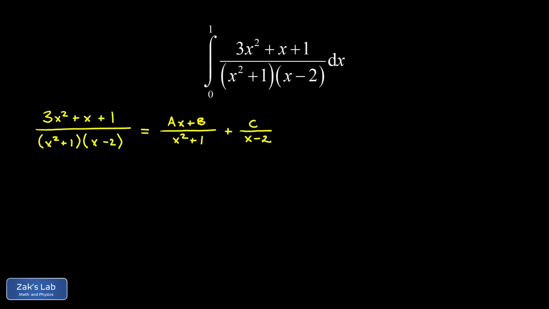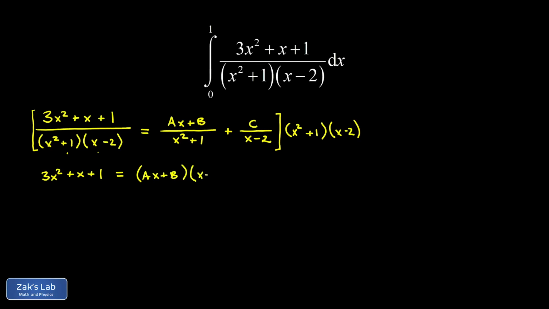The next step here is to multiply both sides by the least common denominator, which is just the product of these original factors in the denominator. And when we distribute these factors to the left-hand side, just the numerator is left. So we have 3x squared plus x plus 1 on the left-hand side. And on the right-hand side, when we distribute these factors to our first term, the quadratic factor is going to cancel out, leaving us with just the numerator, ax plus b, multiplying x minus 2. And a similar cancellation happens on our linear term. That x minus 2 cancels out, leaving us with c times x squared plus 1.